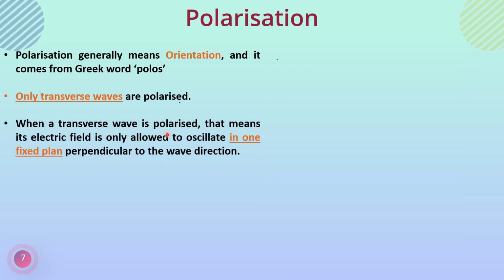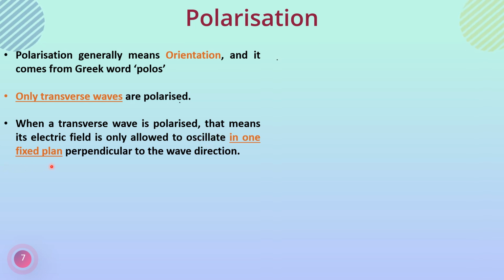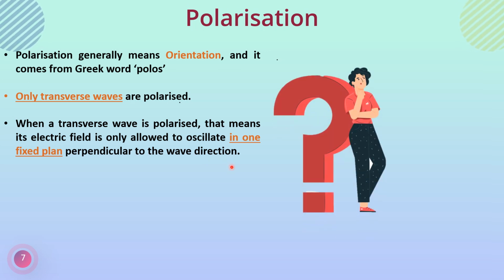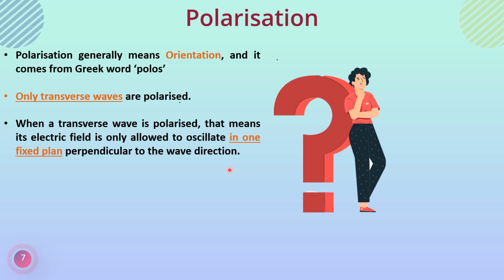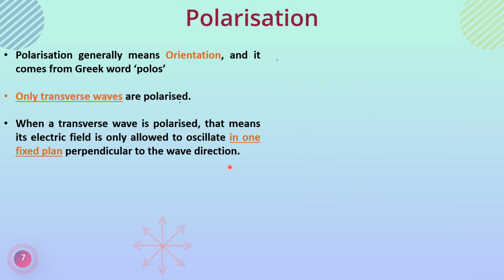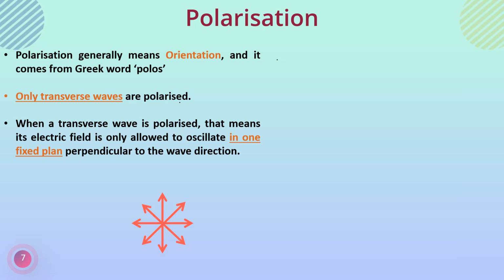When a transverse wave is polarized, that means it only oscillates in one fixed plane perpendicular to the wave direction. It seems confusing, right? Yes, I think so. When you read it for the first time, it seems confusing. However, I'm going to explain it right now. Look at the following notation.